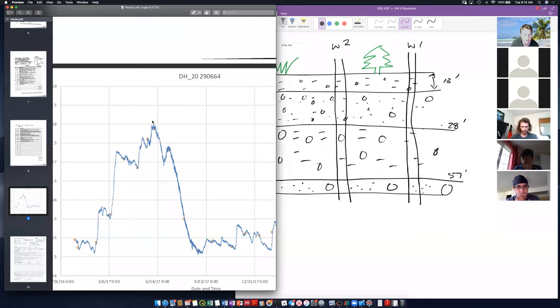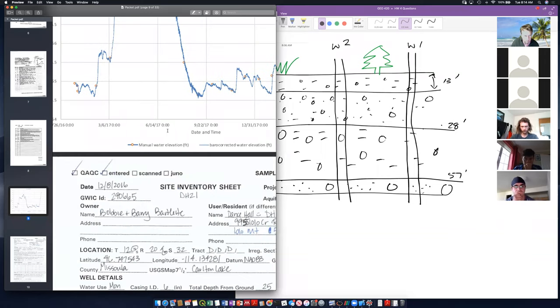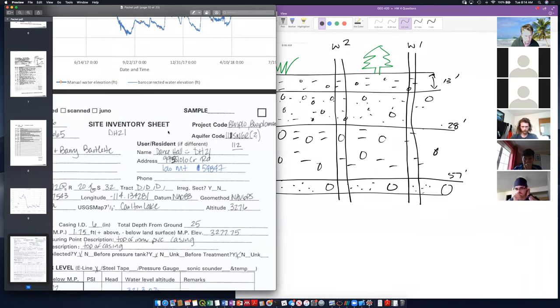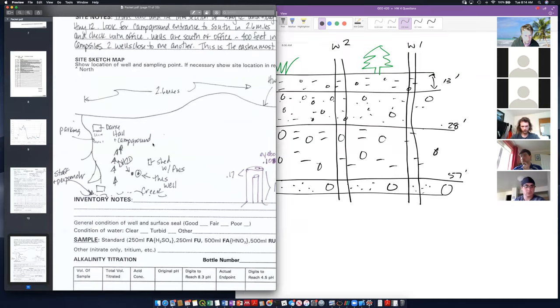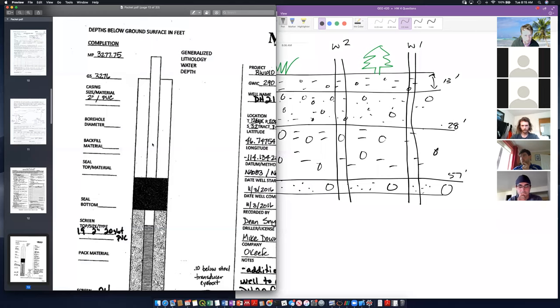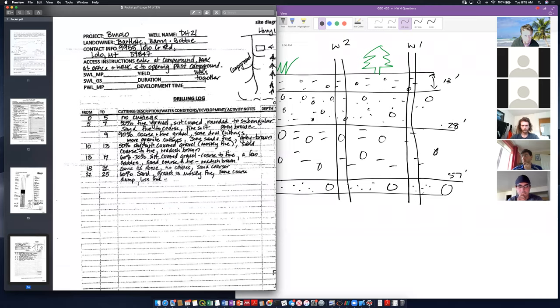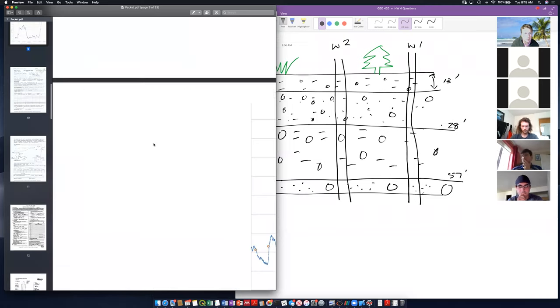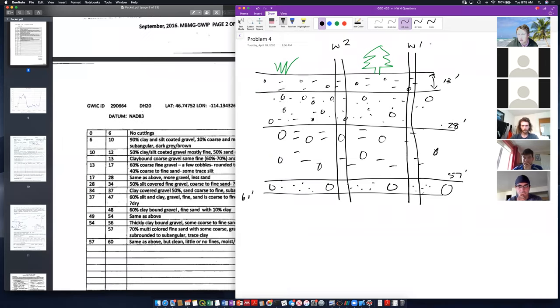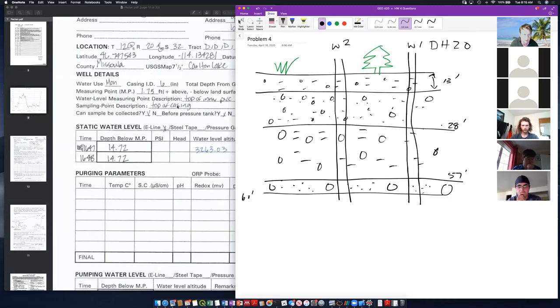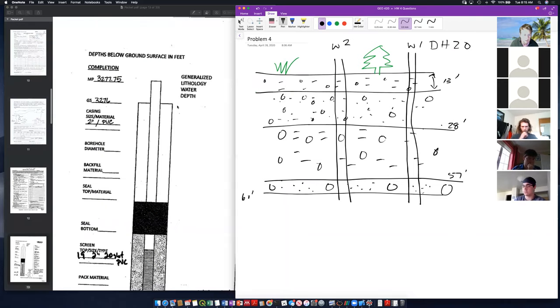And then, is this the same well log, Dance Hall 21? All right, so the one we just did, I think, is actually Dance Hall 20. So this was DH 20. And then DH 21, Dance Hall 21. This one only goes to 25 feet.